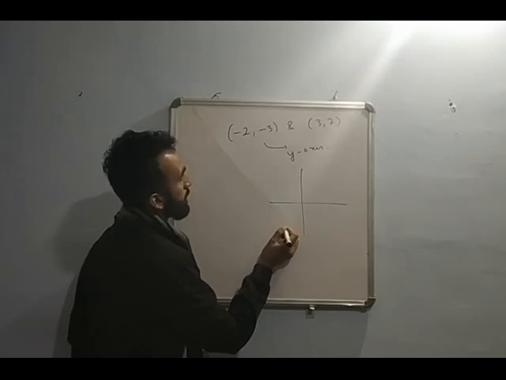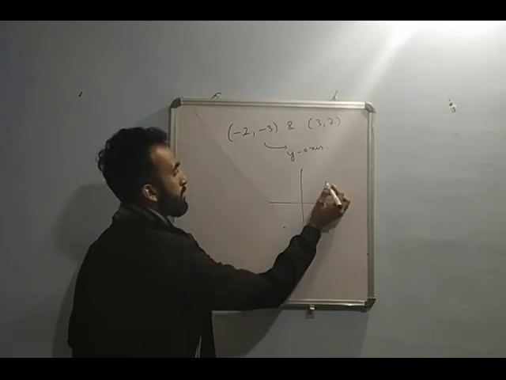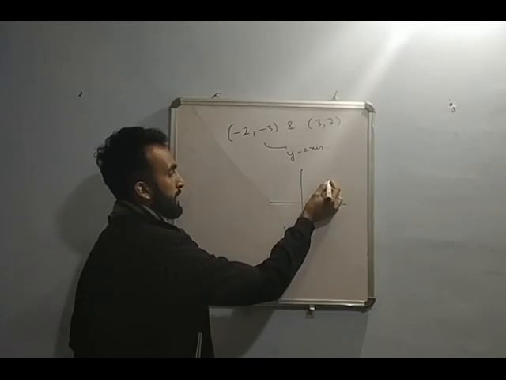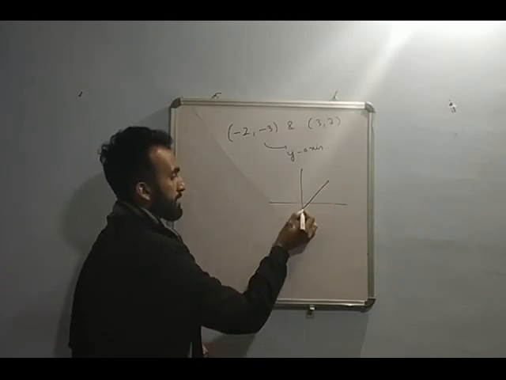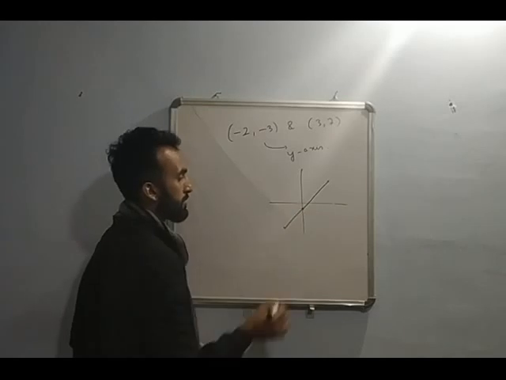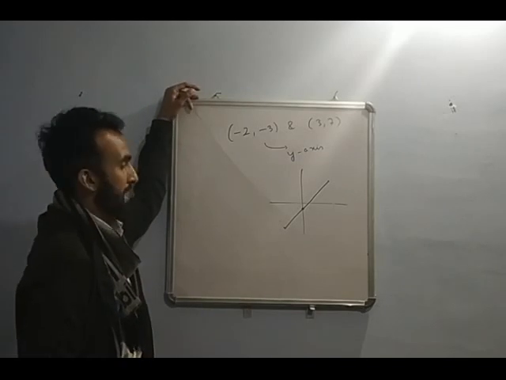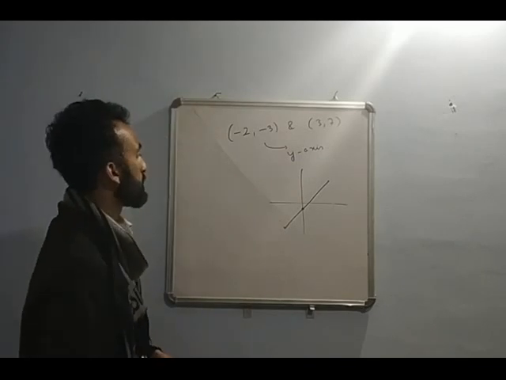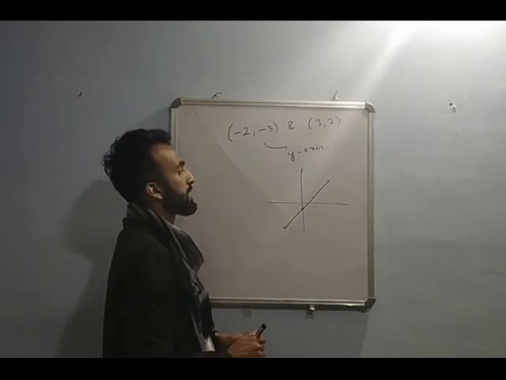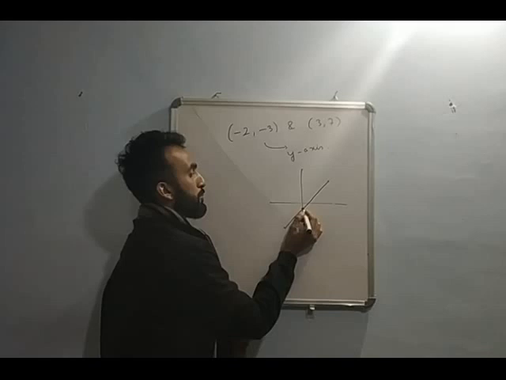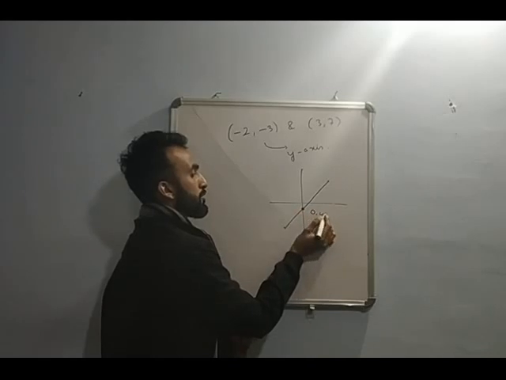And next is (3, 7). Where does it belong? Now these two are divided by the y-axis, this axis. We have to find out this point. Diagrammatically I am just showing you. So we have to find out this point divided by the y-axis. Any point on the y-axis is written as (0, y).